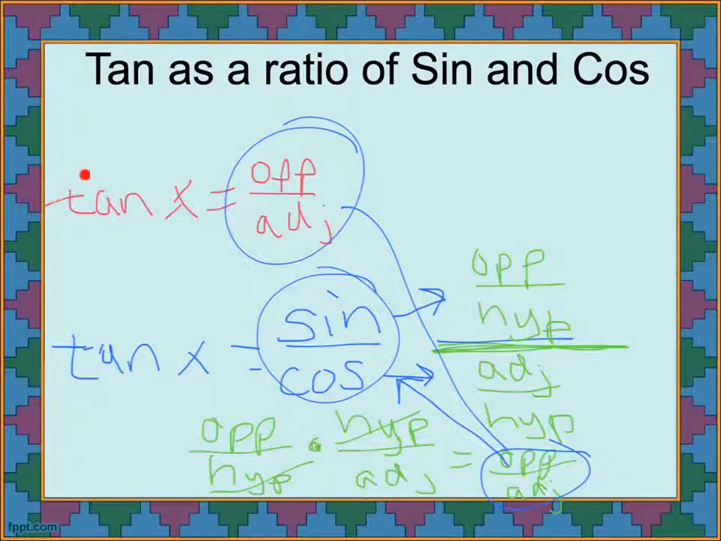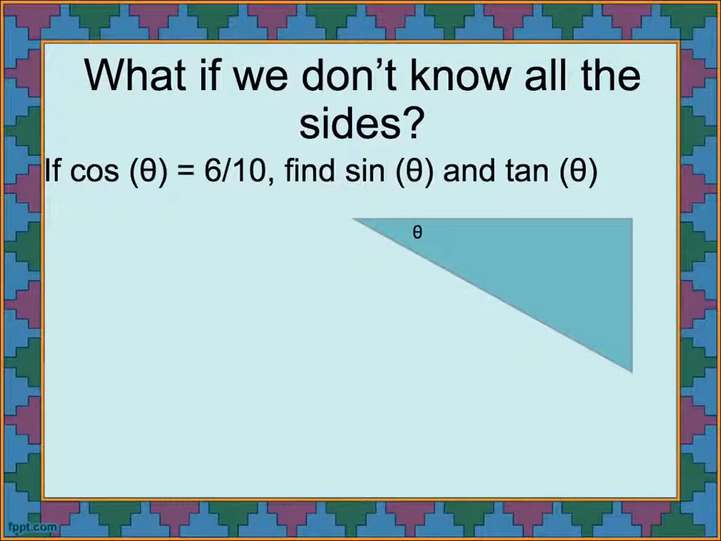So we need to know that tangent is opposite over adjacent, but we also need to be able to recognize that tangent is also sine divided by cosine. They're the same thing. So now let's come into a real problem and let's talk about what if we don't know all of the sides. And we're going to work on this one.